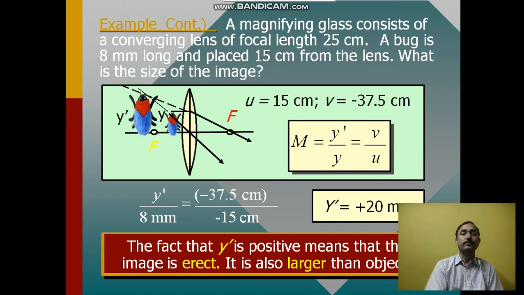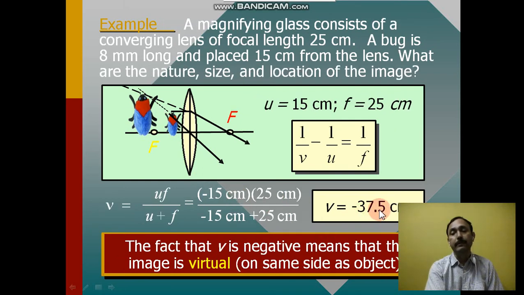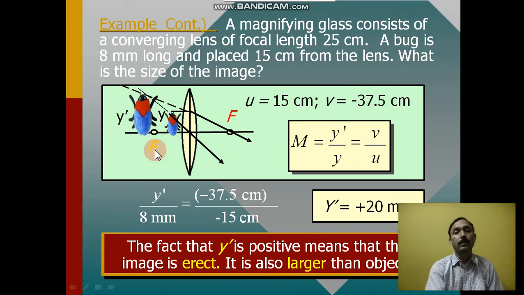This example continued. Now the magnification. Magnification is y dash by y, where y dash is the image height and y is 8 mm, and it is equal to V by U. V is minus 37.5 cm, which we have already calculated. U is 15 centimeter along the same direction, so it is minus 15 centimeter. So minus and minus will cancel out.